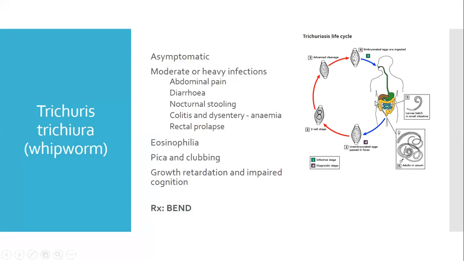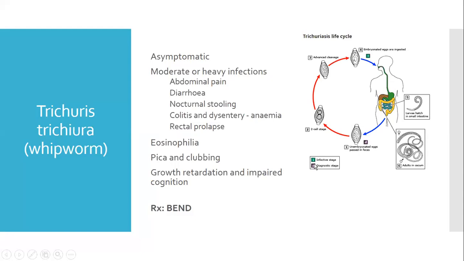This particular worm has a very simple life cycle, and it doesn't have the phase that goes through the lungs, and as such, you don't expect any of those symptoms. If we start off with an infected host passing the eggs in feces, then in the environment these develop further until you get the embryonated eggs, which are then ingested by humans, and then it begins the whole cycle once again.